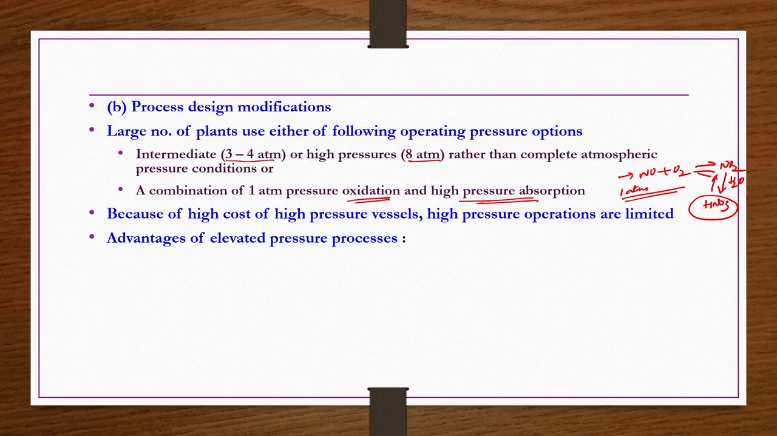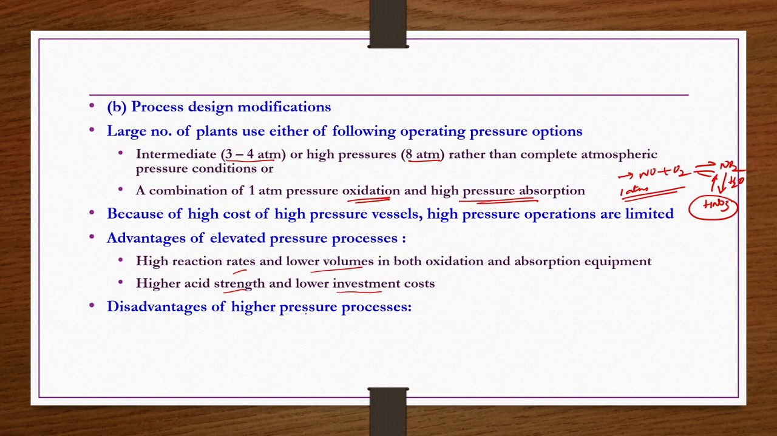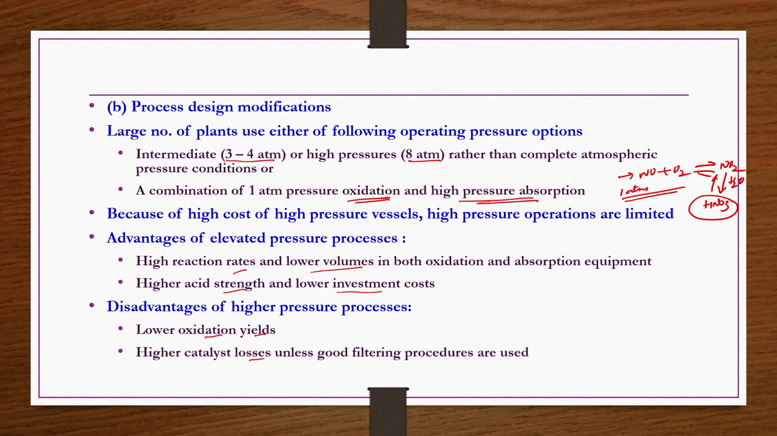Advantages of elevated pressures: high reaction rates, lower volumes in both oxidation and absorption equipment, higher acid strength, and lower investment cost. Disadvantages of higher pressure processes: lower oxidation yields, higher catalyst losses unless good filtering procedures are used, and higher power requirements if power recovery units are not specified.